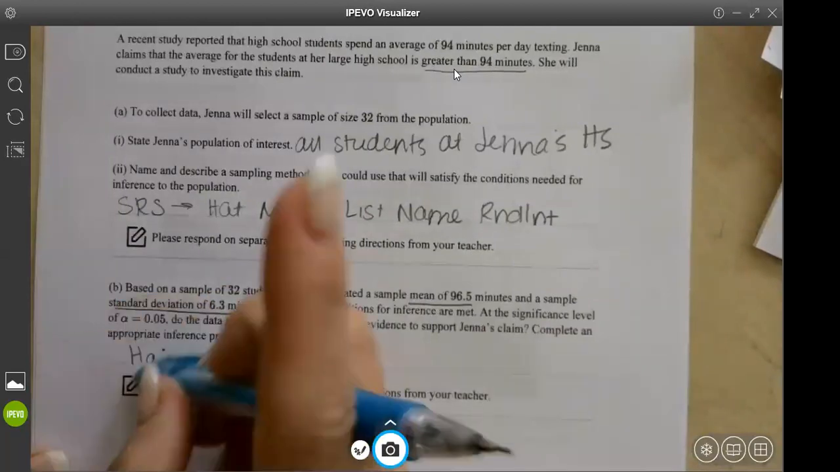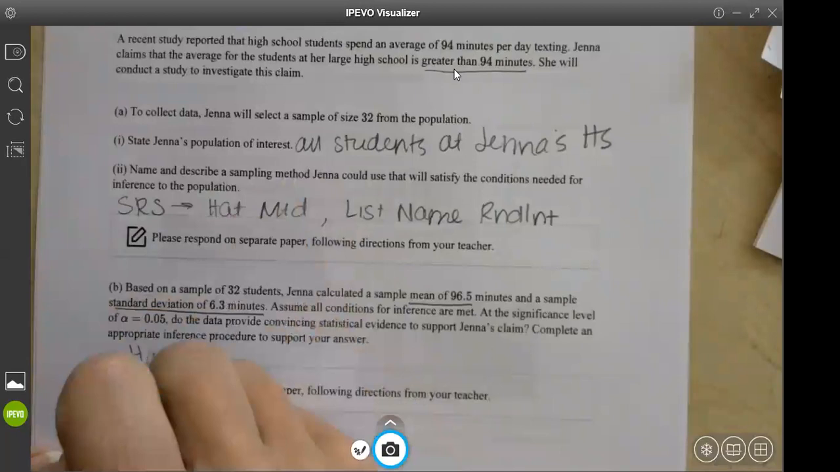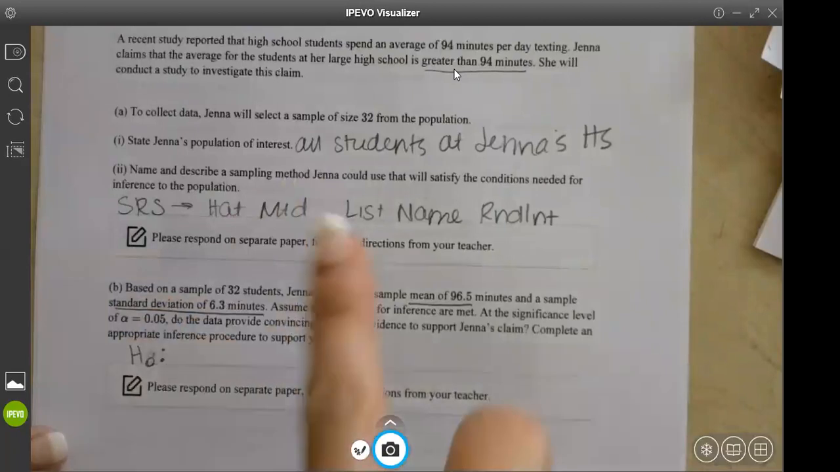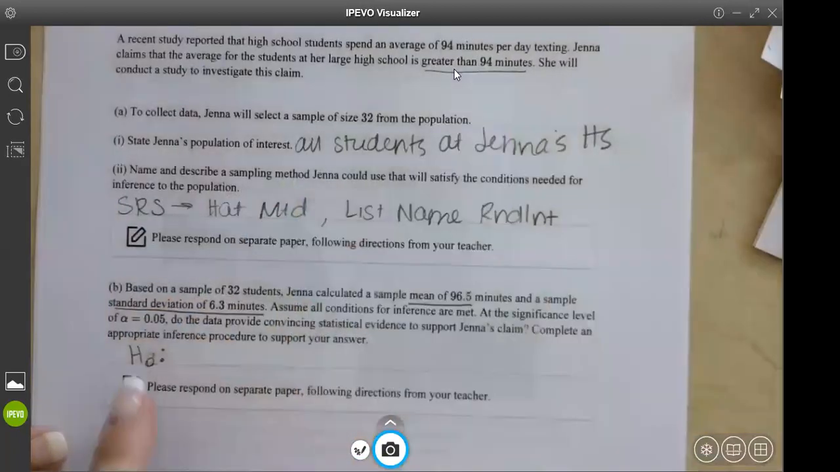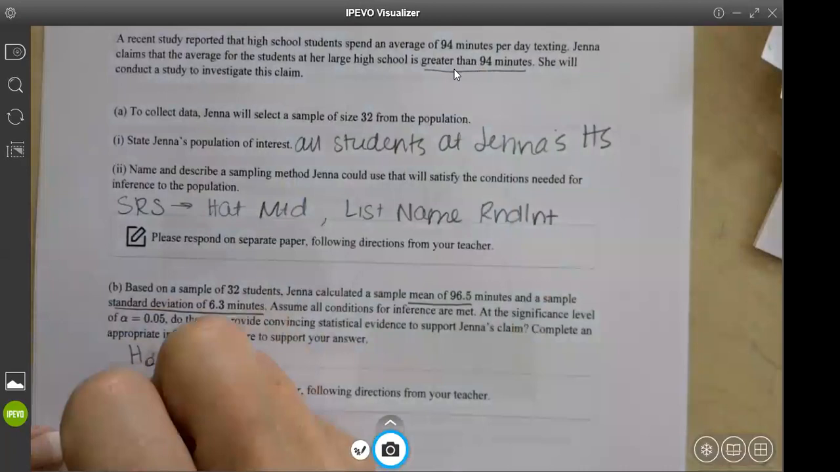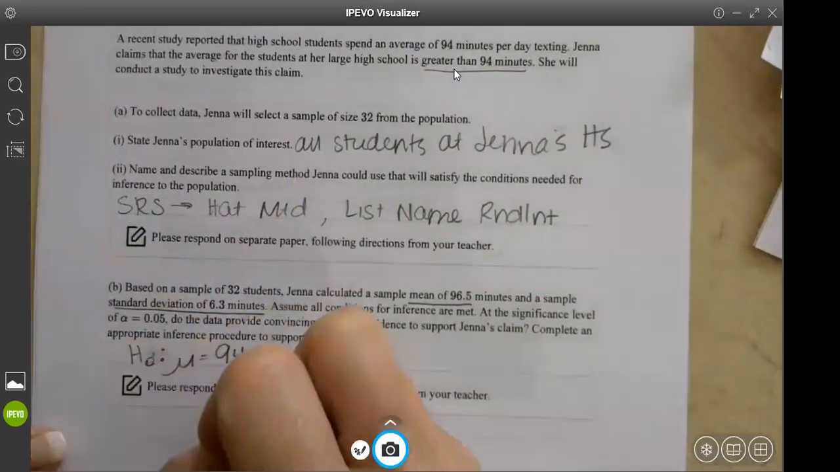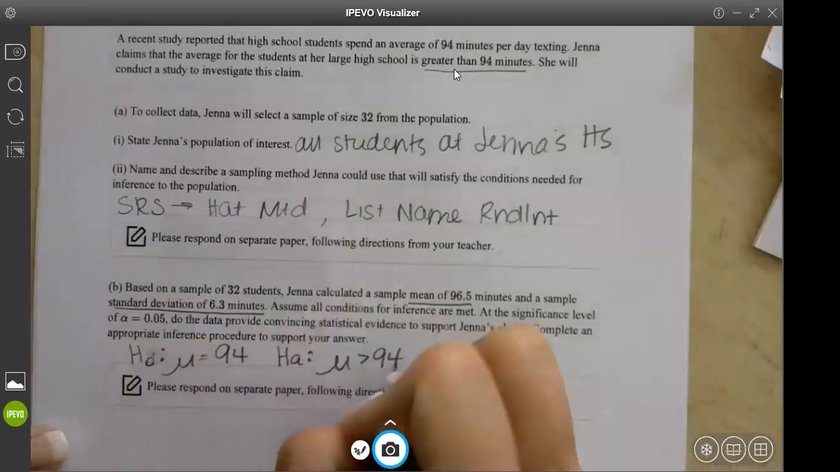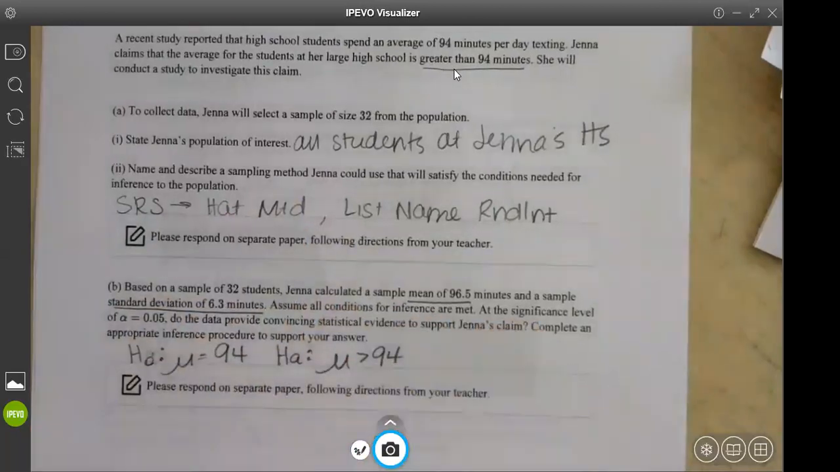H sub O. So H sub O is what? She said that it was greater than 94. So what is our null? That the mean is equal to 94. Your alternate is that it's greater than 94. All right, so we're talking about means. What test are we using?